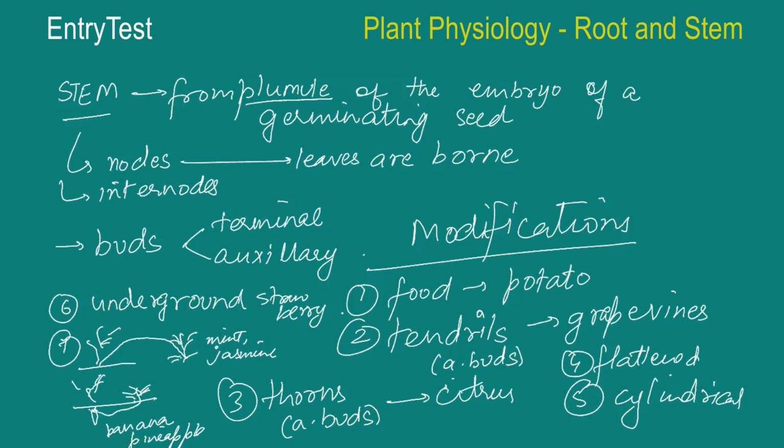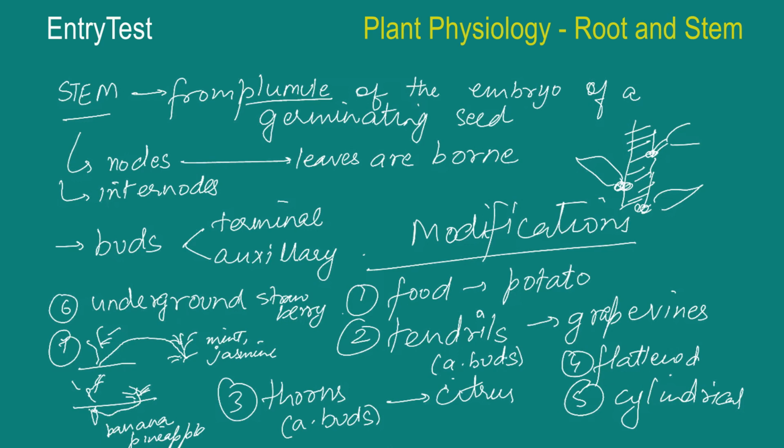The stem comes from the plumule of the embryo of a germinating seed. You have nodes and internodes where leaves are born. So if you draw a stem like this, and let's say these are the leaf extensions, this point and this point and this point will be known as the nodes. And this area, the shaded area, is known as the internode. Two kinds of buds, terminal and axillary. Many modifications are there. For example, for food, for example in potato, tendrils like in grape vines that are also part of the axillary buds, thorns that are part of the axillary buds, example citrus.